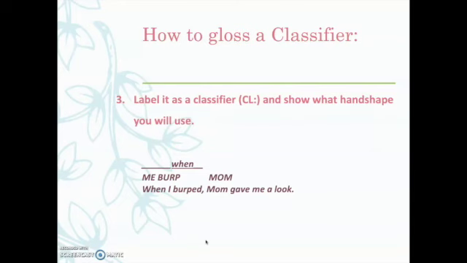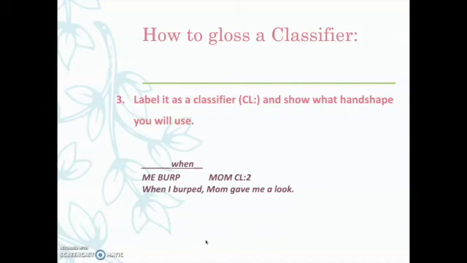Now we're going to label that we're using a classifier. In our gloss, we're actually going to put an announcement. I'm using a classifier. And we do that by writing CL and then a colon. And then after the colon, we're going to show what hand shape we use. So in this case, mom gave me a look. So that's a 2, right? So that's going to be her eyeballs staring at me. Okay. So that's our next step, right?